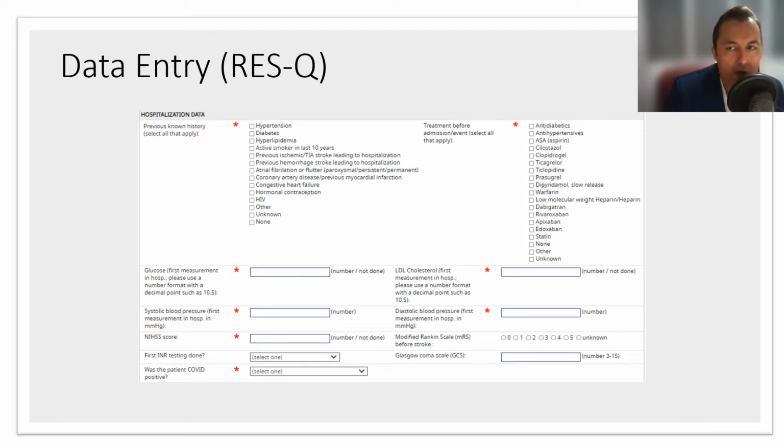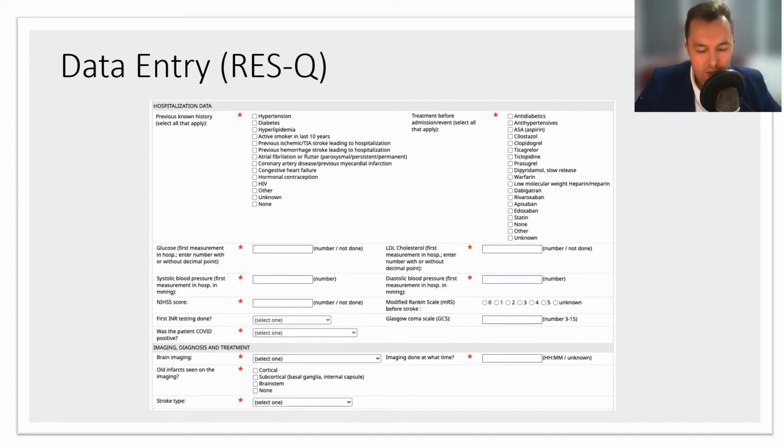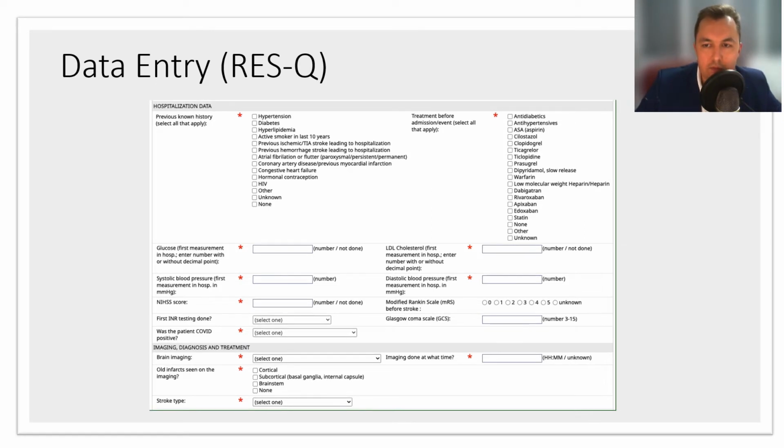So next I will look at the hospitalization data, and most of this occurs during the patient's admission workup. So next we'll look at the hospitalization data for this patient. So as we can see from this list, we have a whole list of pre-morbid comorbidities that we can choose from, and from this we know that she was hypertensive at admission. The treatment that she received was antihypertensives, and her glucose at the time of admission was 6.3.